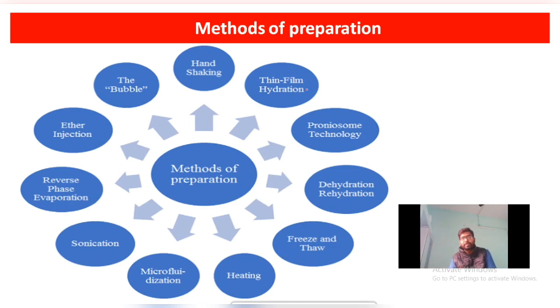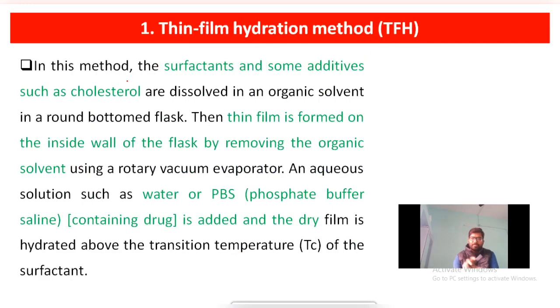So coming to the next one, methods of preparation. There are several methods, like handshaking method to form niosome, thin film hydration, pro-niosome technology, freeze and thaw method, sonication technique, reverse phase evaporation, and ether injection method. I am not going to discuss each and every topic, but the important ones are discussed by me.